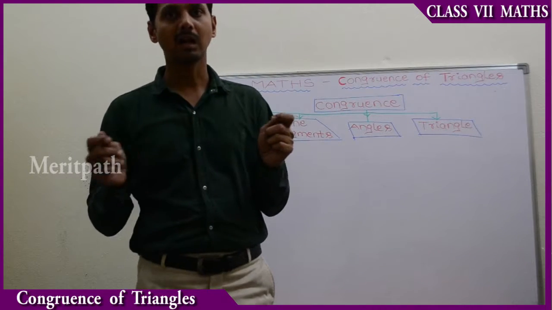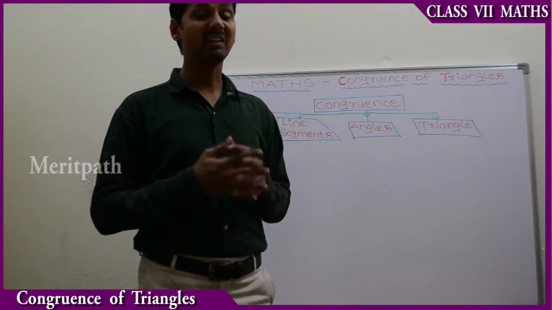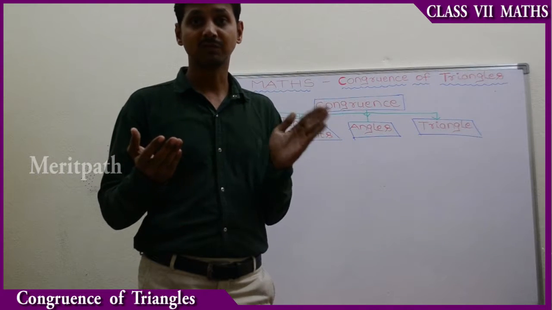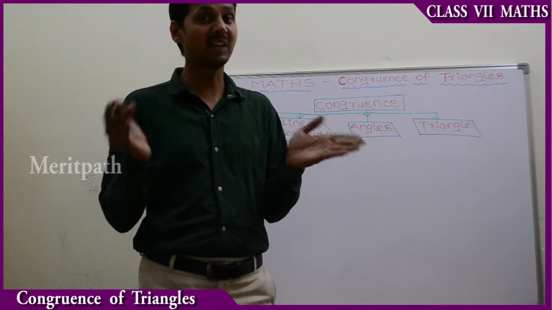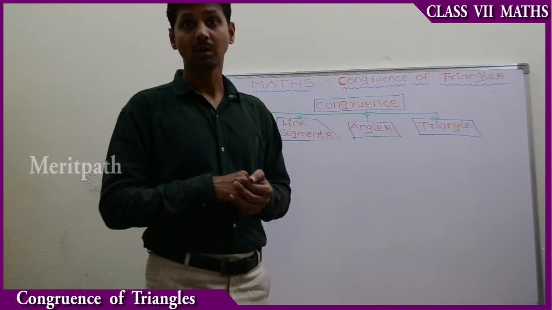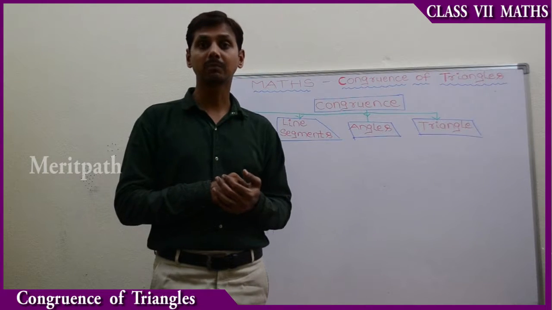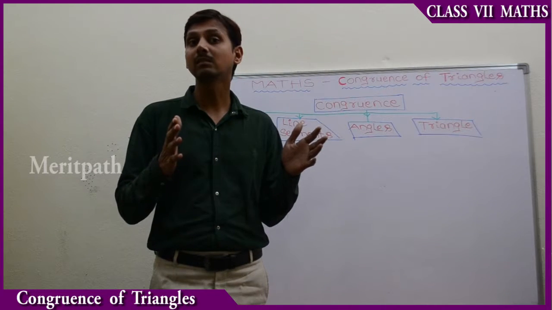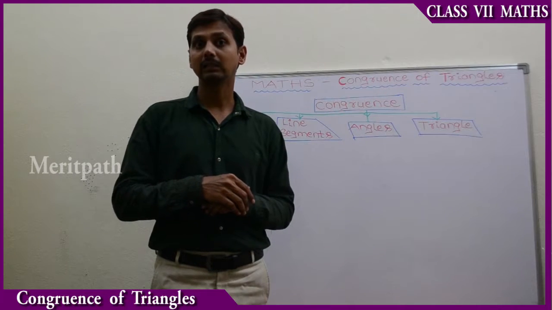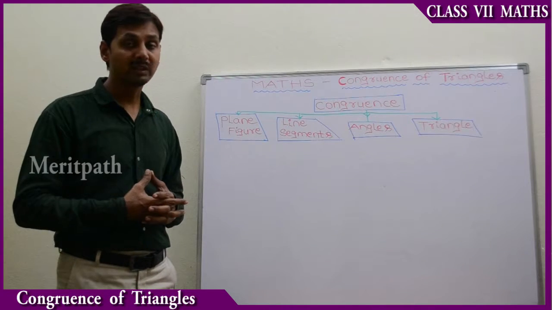Because we take one stamp and keep it over another, and then we can understand that the picture on the first stamp and the second stamp is the same, and the shape of the stamp is also the same. So the objects which have the same size and the same shape, and one is a copy of another, we call them congruent. They are congruent to each other.